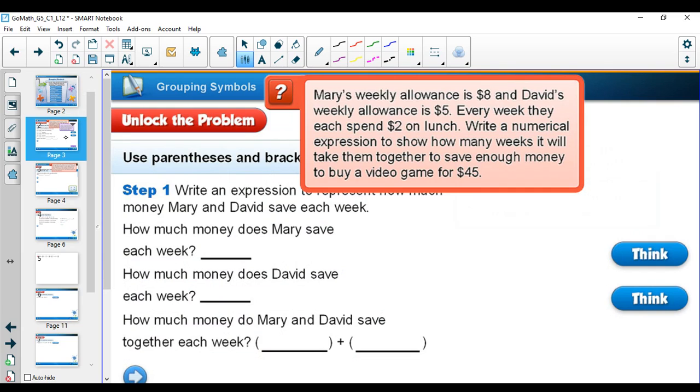We are going to start off by looking at a story problem or two and writing numerical expressions to go with them, and also figuring out how we need to go about evaluating. So here it says that Mary's weekly allowance is $8 and David's weekly allowance is $5. Every week they each spend $2 on lunch. Write a numerical expression to show how many weeks it will take them together to save enough money to buy a video game for $45.